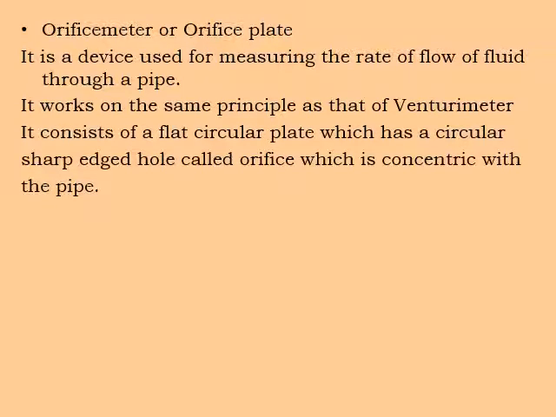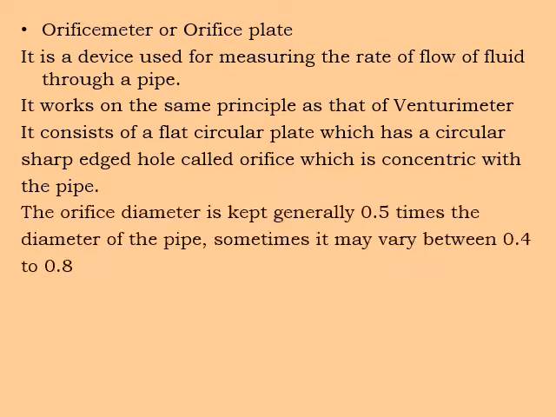It consists of a flat circular plate which has a circular sharp-edged hole called orifice, which is concentric with the pipe. The orifice diameter is kept generally 0.5 times the diameter of the pipe. Sometimes it may vary between 0.4 to 0.8. So this is the construction of the orifice meter.